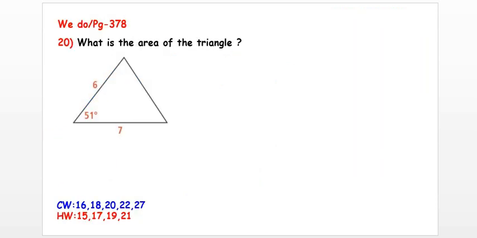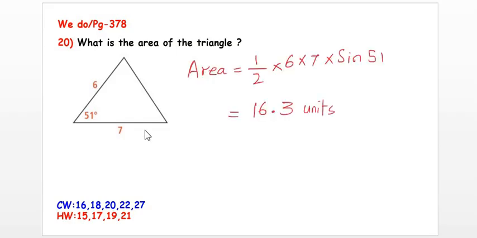Here is the next question. What is the area of the triangle? It's very simple. Better pause the video here and solve it on your own. Here is the answer. We only have to take these two sides in which the angle is included. So you will say half of 6 times 7 times sine 51. Put all of it on the calculator and you will get the answer.